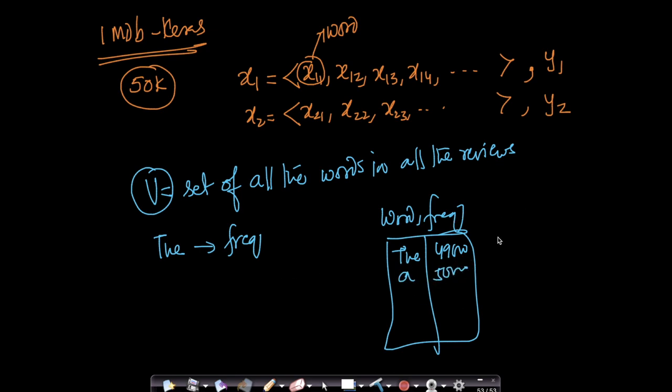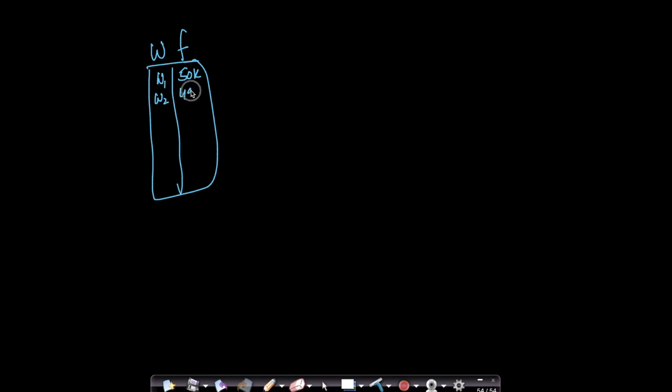First step is they compute the frequency. Second step is they sort by frequency. So what do you get now? You get a table where you have words here and frequency here. Word 1 has, let's say, a frequency of 50K, and word 2 has a frequency of 49K. This is in descending order of frequency. Let's assume this word is the, this word is a, and there is another word an, and so on.